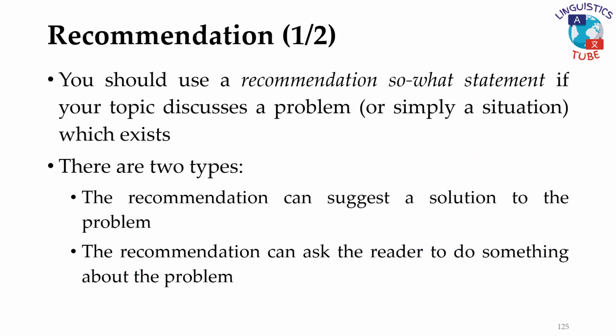The second type of so what statement is a recommendation. Unlike a prediction, which you use if your topic calls for a change to happen, a recommendation should be used if your topic discusses a problem, or simply a situation which exists. There are two types of recommendation. Firstly, it can suggest a solution to the problem. In other words, it states what change should be made to solve the problem. Secondly, it can ask the reader to do something about the problem, perhaps to fix it, or to simply be more aware of the problem.